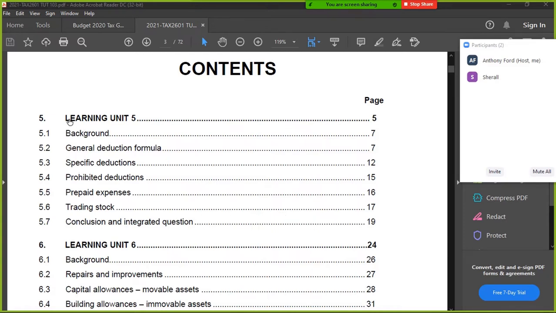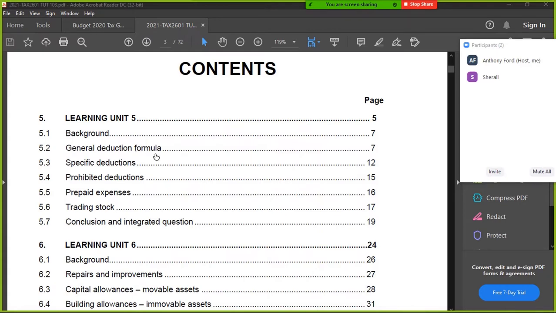You'll see with Learning Unit 5, we're focusing on the next step of that taxable income calculation. If you can picture that diagram in your mind's eye, where you've got taxable income right at the bottom and then you've got gross income right at the top. Last week we looked at the income part. This week we're looking at the deductions. Okay, so this is a very, very important section purely from an application point of view.